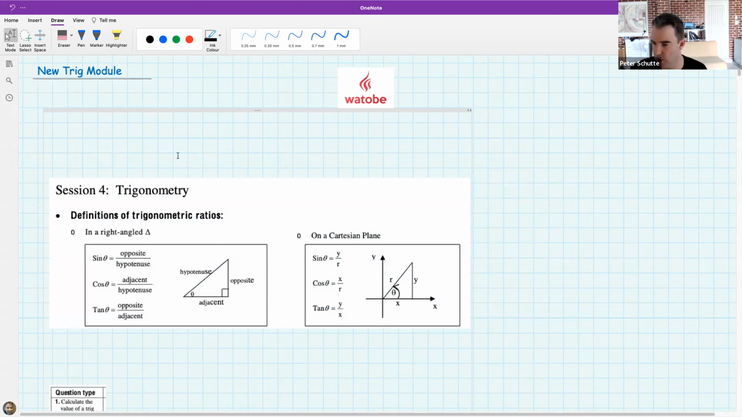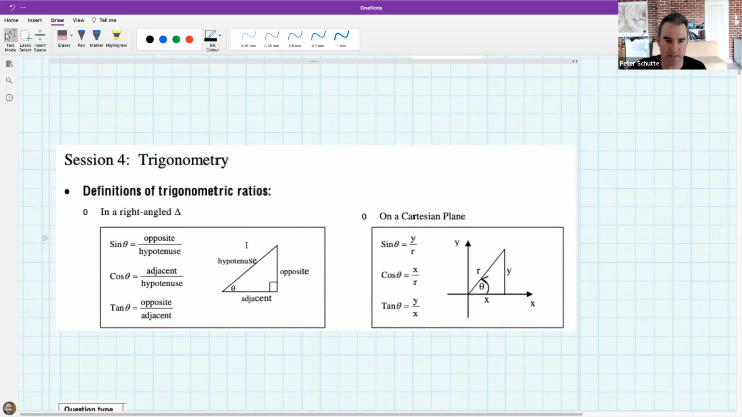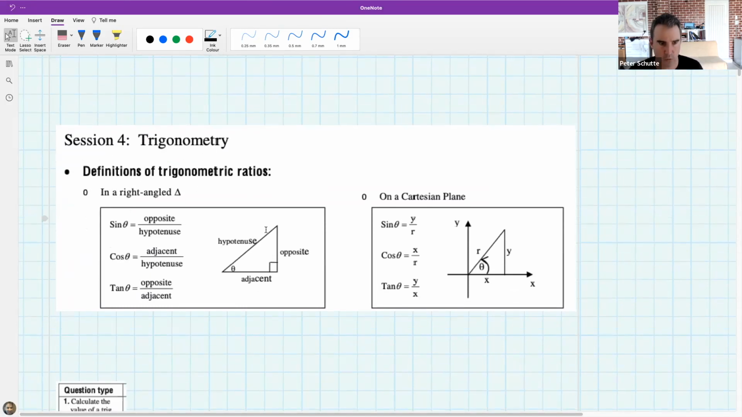Let's start with trigonometry. When we talk about the subject of trigonometry, a lot of it, in grade 10 and at the beginning of grade 11, comes back to these basic ideas where we talk about a right angle triangle. Here I have my right angle triangle over here.